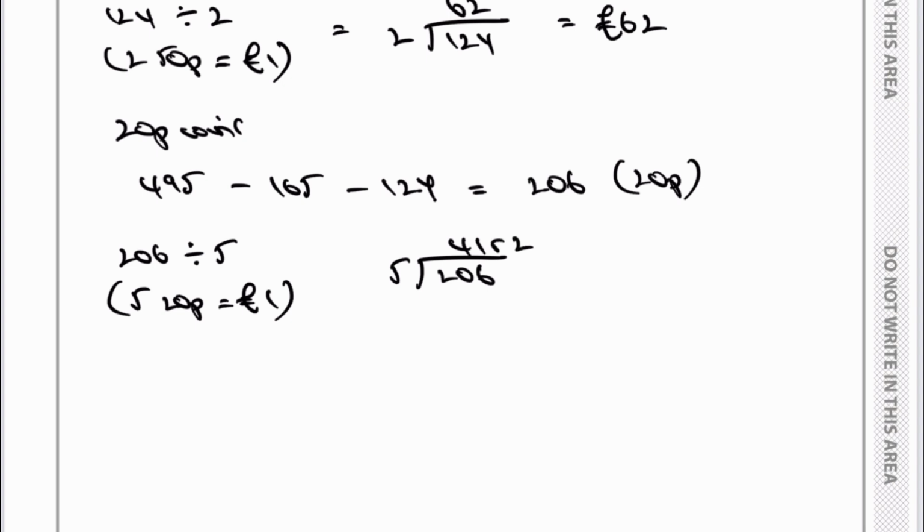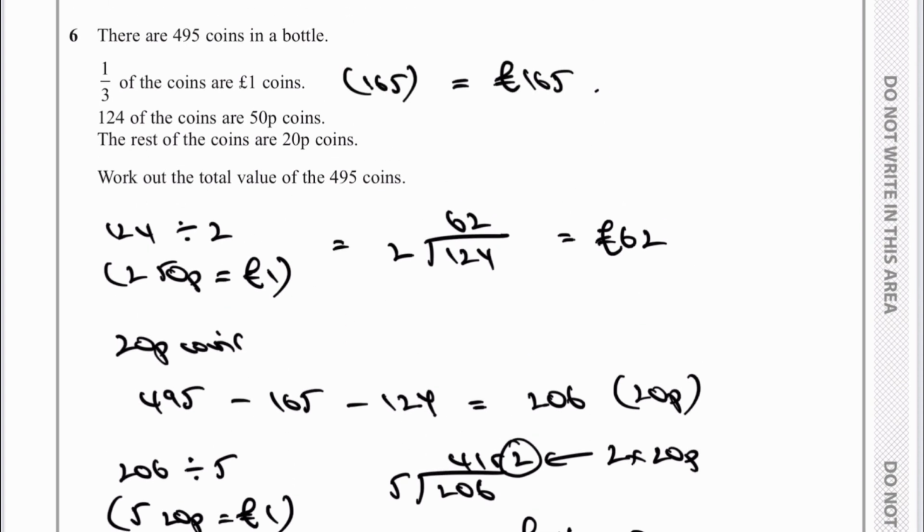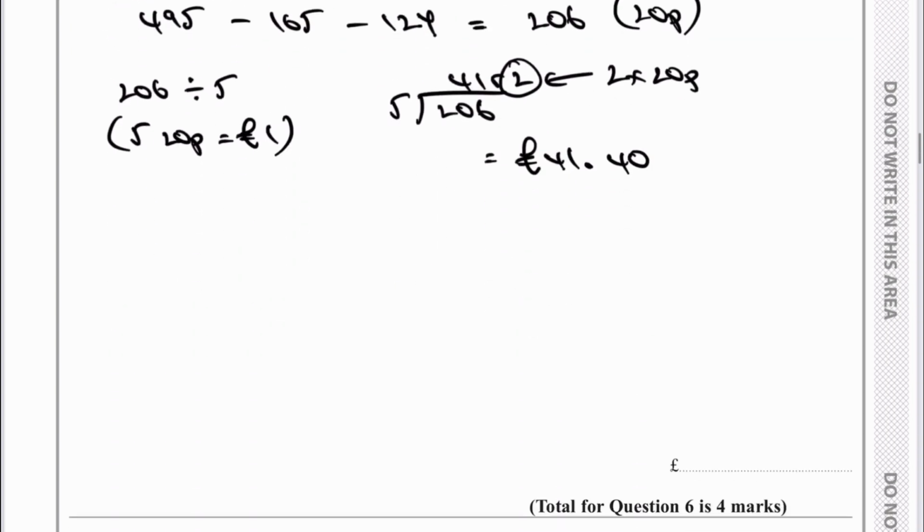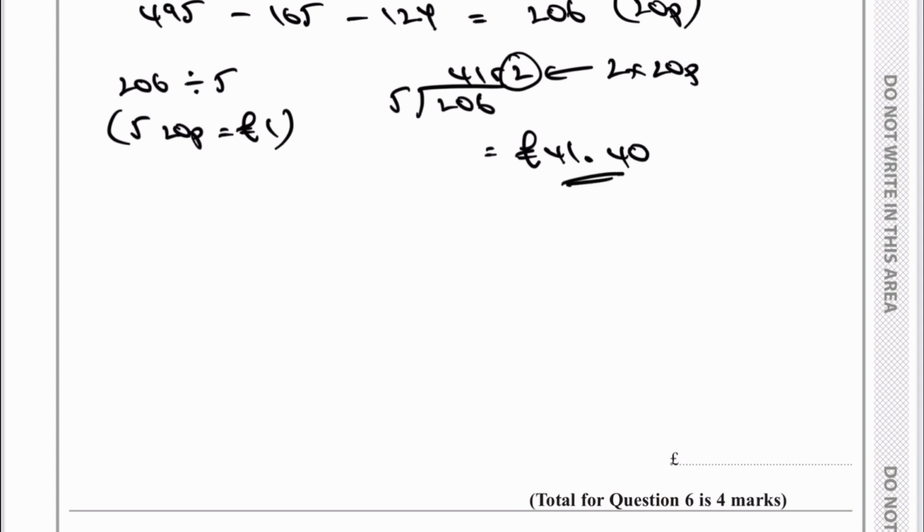So in other words, we've got £41, but then we've got 2 20p coins, so it's going to be £41 and 40p. This is 2 times 20p, that little bit that's left over. Now I've got my components to add up the value of the 495 coins: 165 plus 62 plus 41.40. If I add all of that up, I get £268 and 40p, and that would be the answer to this particular question.